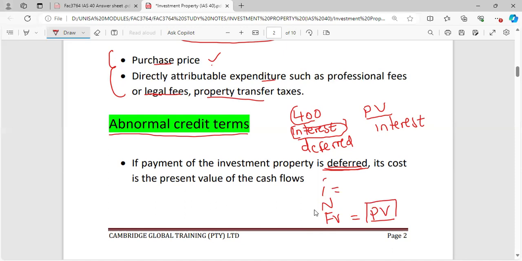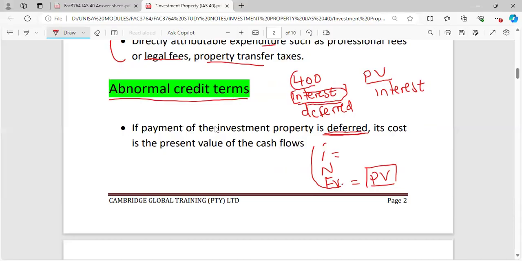So once you see such a question, then you know you cannot record that full amount because part of the amount is going to be interest. So in that case, you now need to split between the interest and the present value of the assets. So that's abnormal credit term.